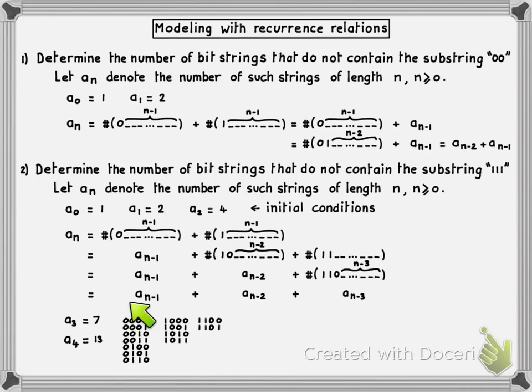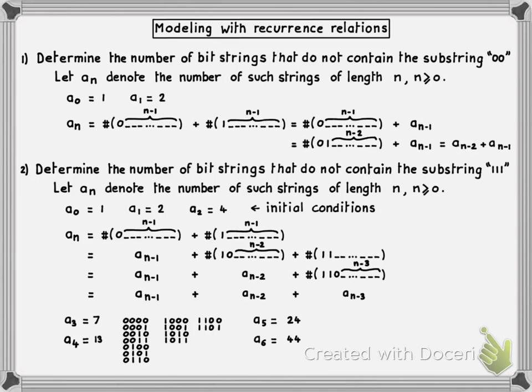Now again, this is just for illustration purposes. We don't need to do any of this string counting to get the answer. So let me show you that. Let's compute A sub 5. Well, A sub 5 is just 13 plus 7 plus 4. That's 24. Let's do one more just for fun. A sub 6 will be 24 plus 13 plus 7, and that's 44.